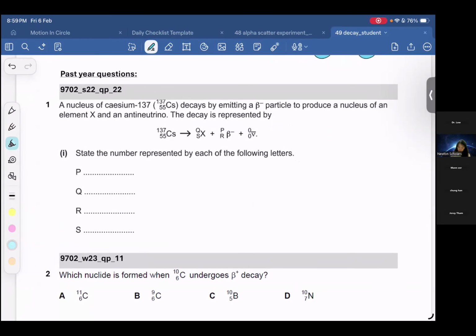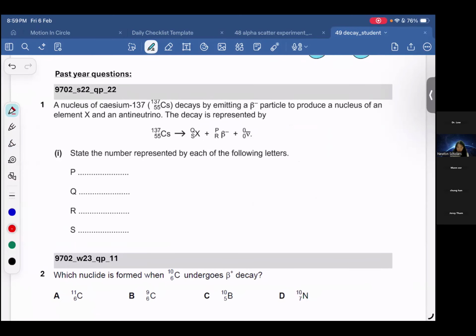So here, boys and girls, question number 1, 2022. We have cesium-137 decaying by emitting a beta minus particle. Try to balance the equation and tell me P, Q, R, S, what is your answer? Easy, just mathematics, even a primary student can balance. Balance the upper part, balance the bottom part. But where do you start from, you have four unknowns. Can you try and tell me your answer?